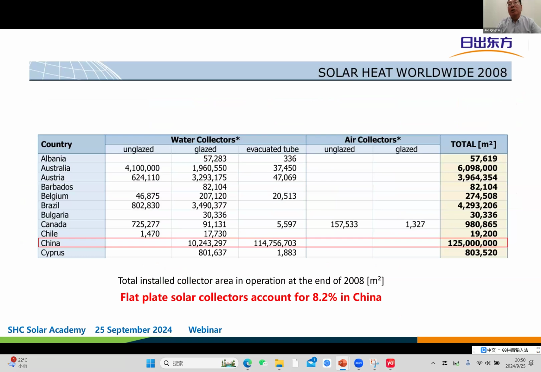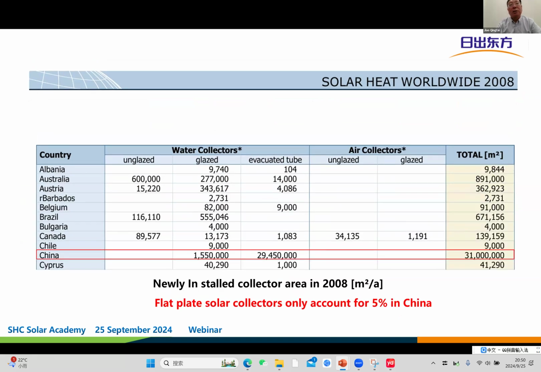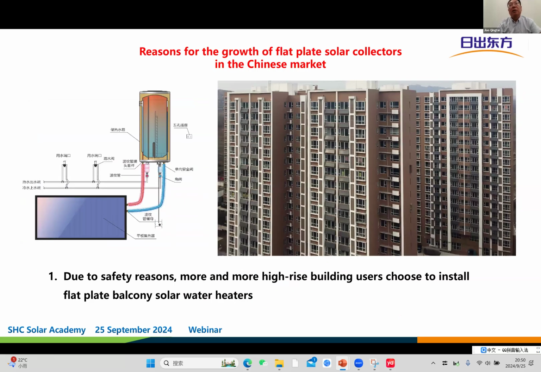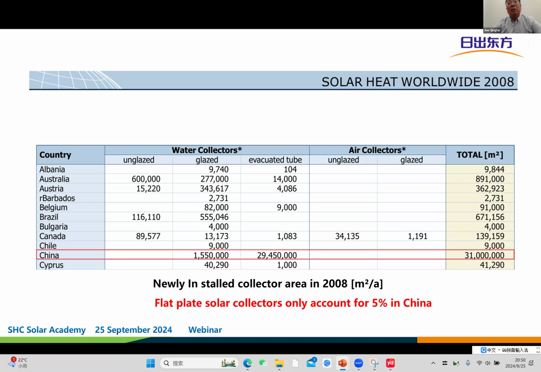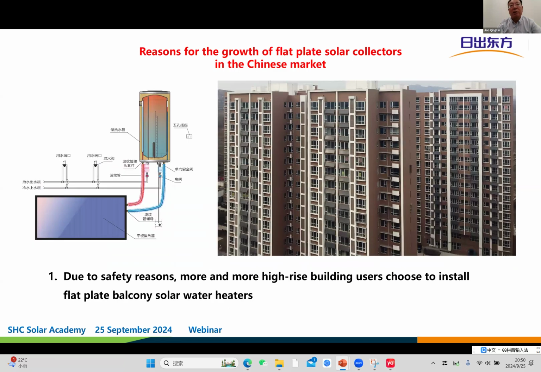Compared to 2008, the flat plate collector accounted for only 8% of China's total installation of solar collectors. And for the new installed collector area in 2008, the flat plate collector only accounted for 5% in China. That means that even as the market decreased, the flat plate collector increased faster than the vacuum tube collector.